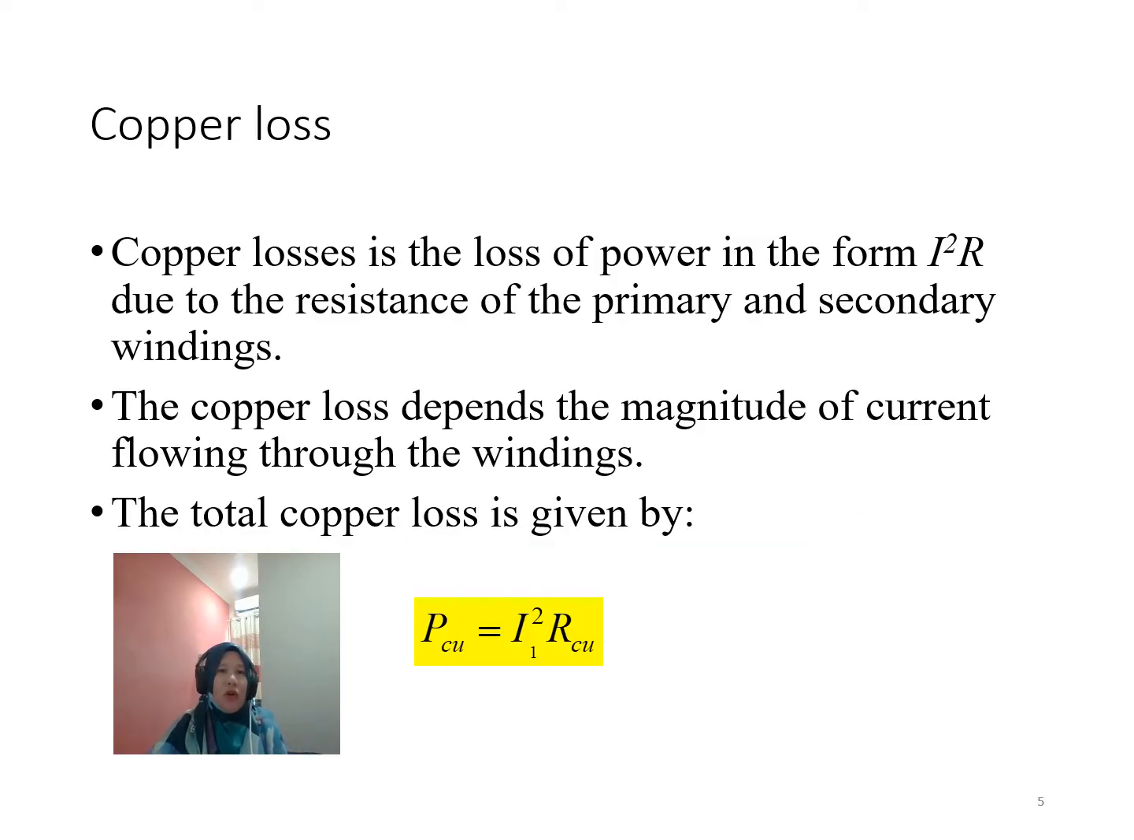First, we look at the copper loss. Copper loss is the loss of power in the form of I squared R. This is due to the resistance of the primary and secondary windings of the transformer. So, the copper loss depends on the magnitude of current flowing through the winding. The equation for the total copper loss is given by total copper loss is equal to I squared multiplied with the resistance.